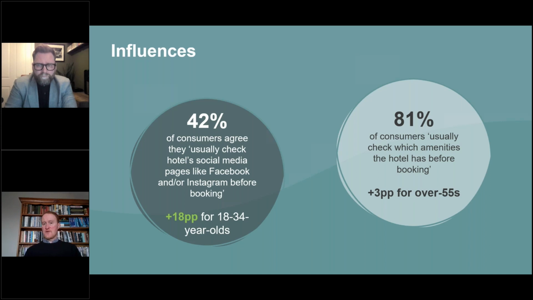To the right of the slide, we've got 81% of consumers usually checking which amenities the hotel has before booking. So a much higher percentage, but showing really those core amenities that a hotel has, that core offering, are also critically important and actually more important for the older population.